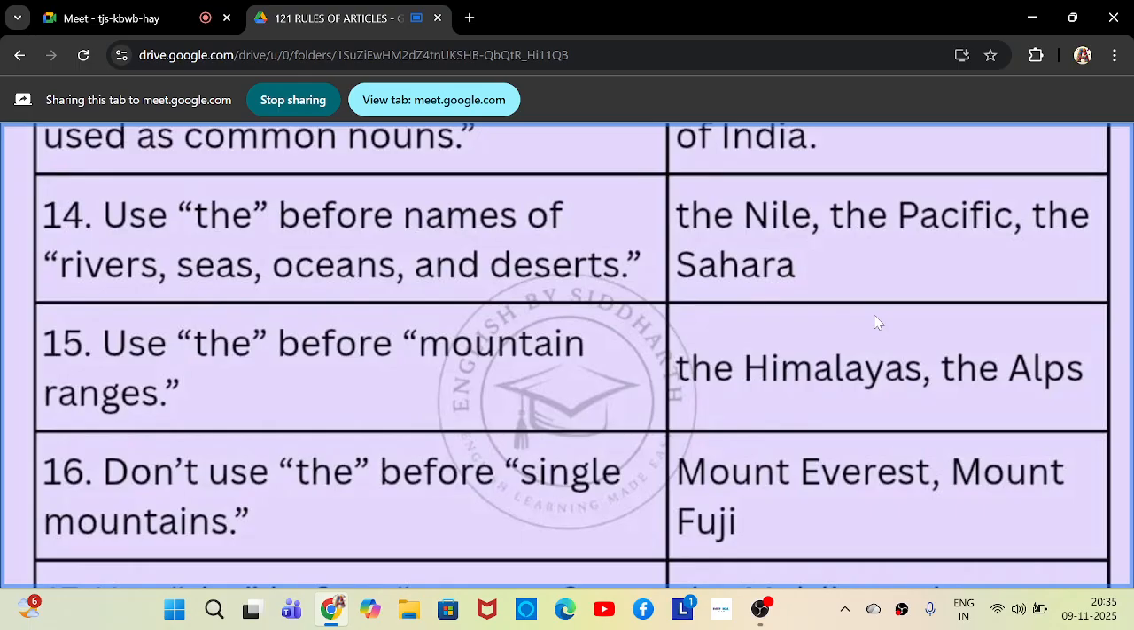And the Pacific, what is Pacific? Not the Arabian Sea, Pacific. Pacific is an ocean. There are 5 oceans: Pacific Ocean, Atlantic Ocean, Indian Ocean, Arctic Ocean, and Antarctic Ocean. So there are 5 oceans. So you have to use the definite article before ocean names, river names, desert names, etc.